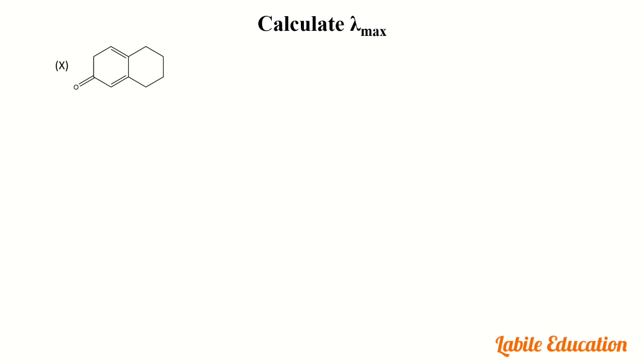Now this is another example. The two rings are fused. Here you can see this is an example of alpha beta unsaturated, with alpha, beta, gamma and delta positions. So here we can mark this ketone, a cyclic ketone. This is the marking.